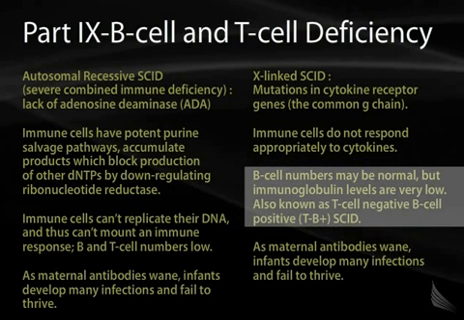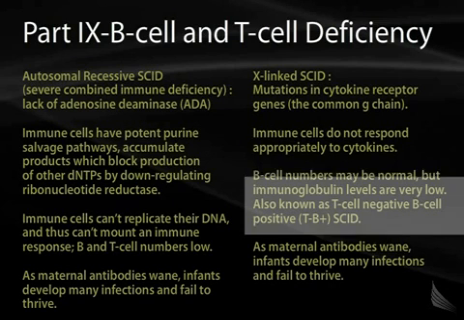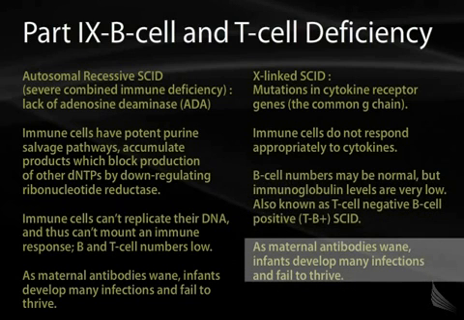B cell numbers may be low, but immunoglobulin levels are very low. You will also see this described as T cell negative, B cell positive SCID, or T negative, B positive SCID. Similar to the other SCID, as maternal antibodies wane, infants develop many infections and failure to thrive.